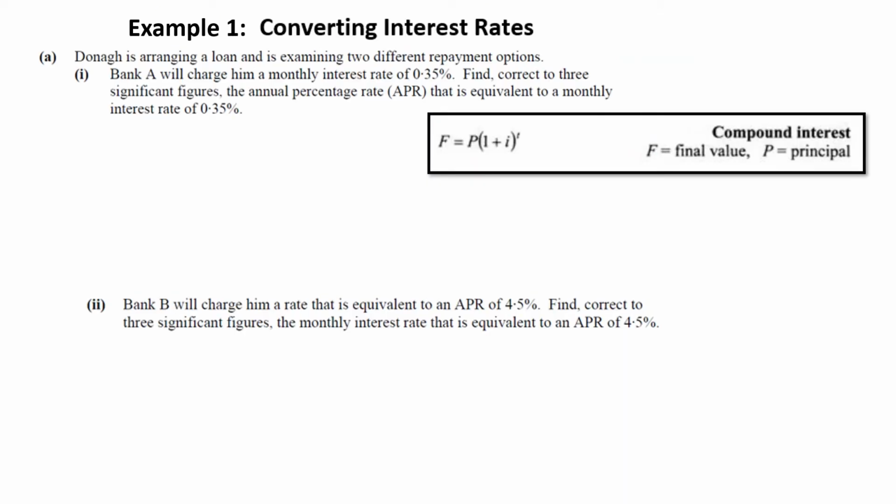Example 7.1, converting interest rates. So just a little bit of background about this. We are going to see APR, which stands for annual percentage rate, and that's an interest rate for when we're borrowing, or an AER, which stands for annual effective rate, which is the interest rate when we're saving. And both of these are a rate which you would get if the interest rate was applied annually.